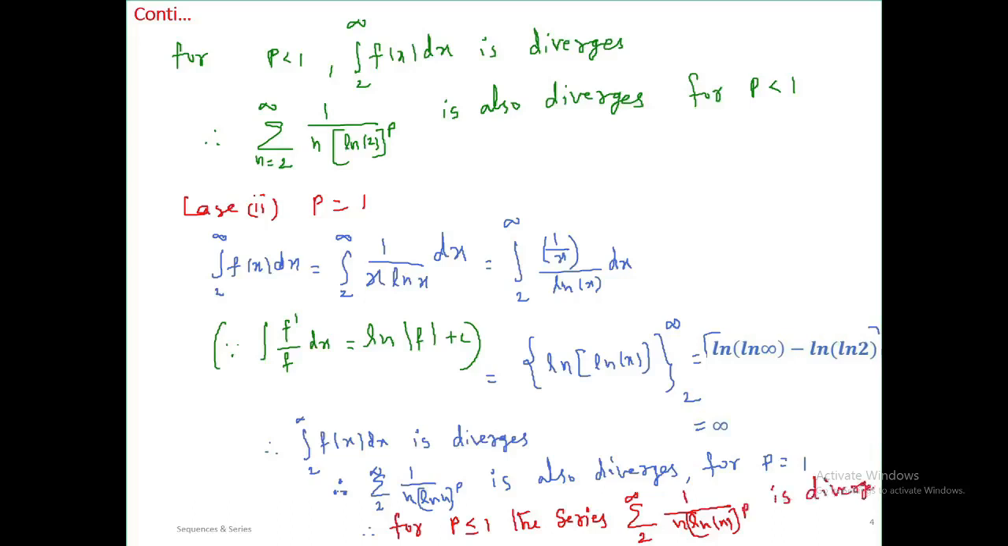That's it. Okay, verify the answer. I hope you have done it already. So from now onwards, the logarithmic p series test converges if p is more than 1, and the logarithmic p series test diverges for p less than or equal to 1.